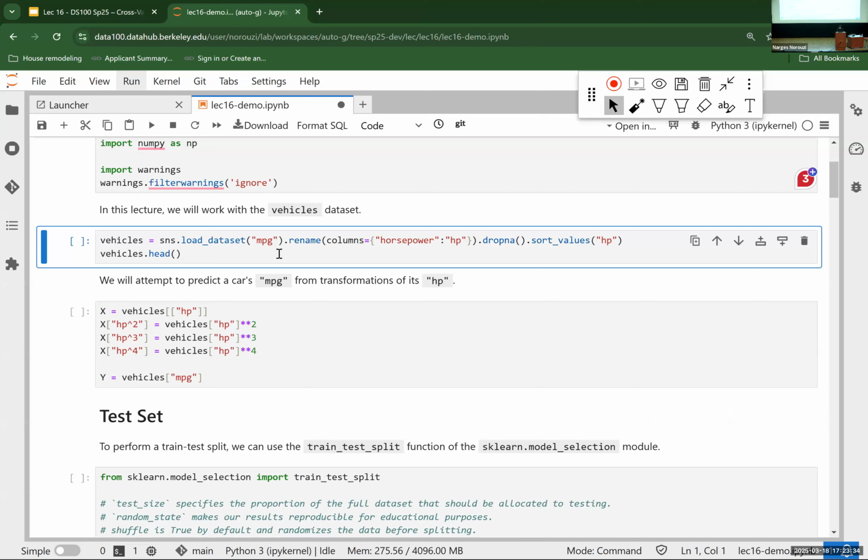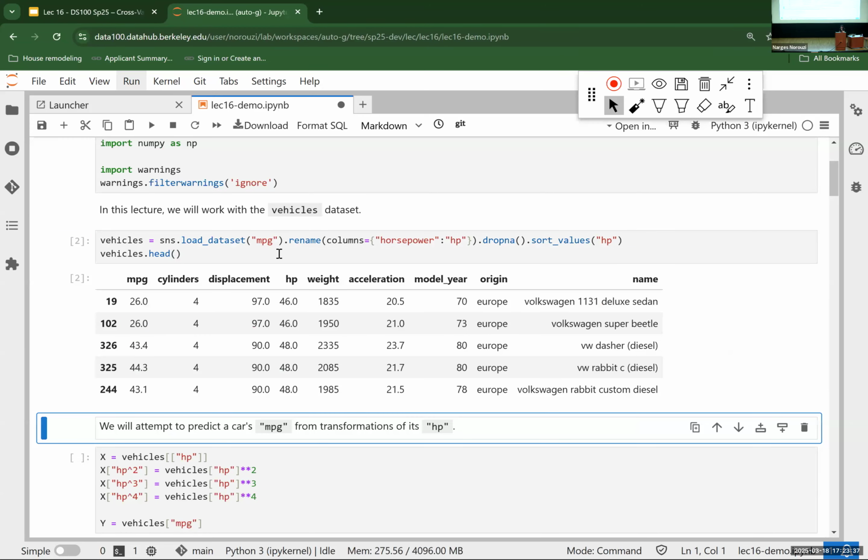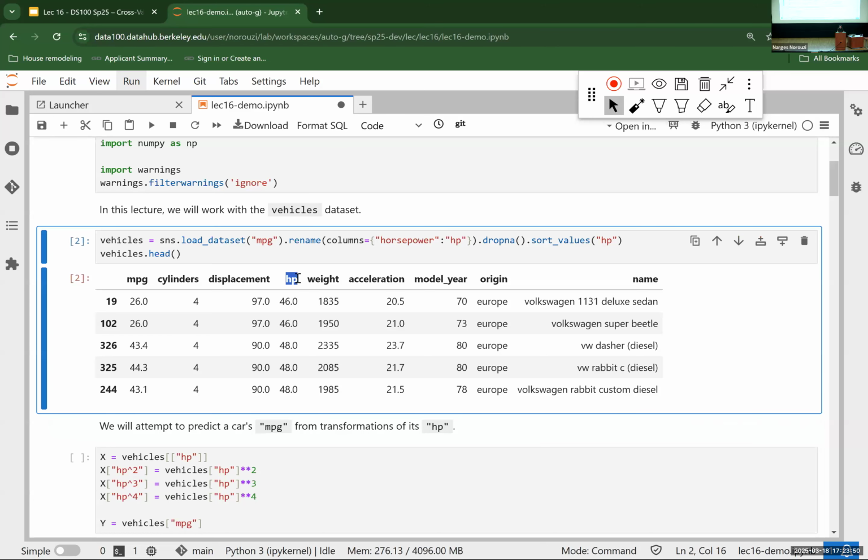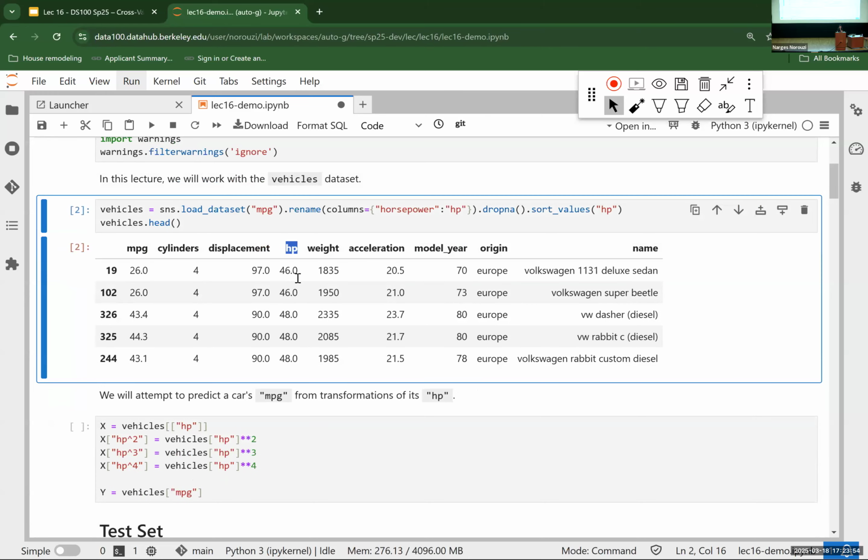All right. So loading the data set. Take a look. This is our friend from before. Miles per gallon is one column of the data frame, and then there are all different kinds of features for different kinds of cars. What we're interested in is horsepower. So we want to use horsepower and different powers of horsepower in order to predict miles per gallon.